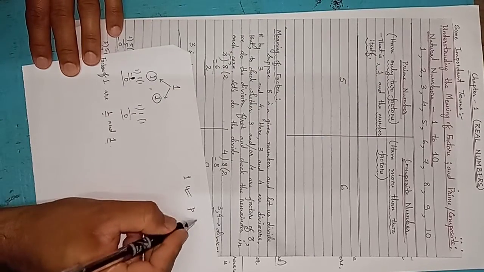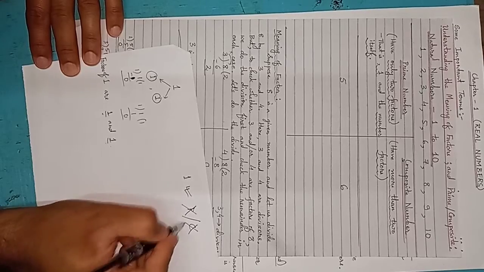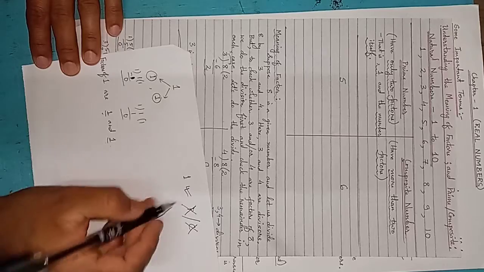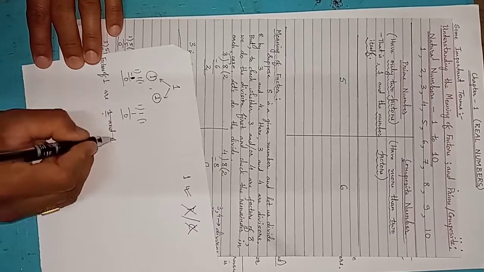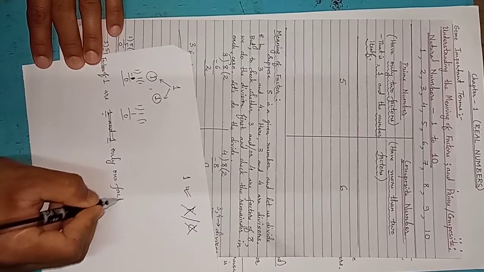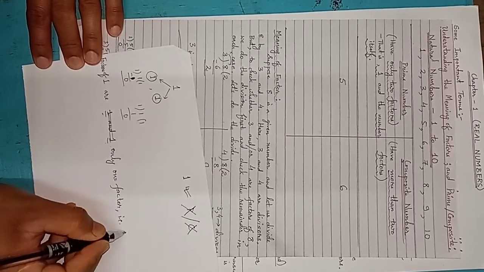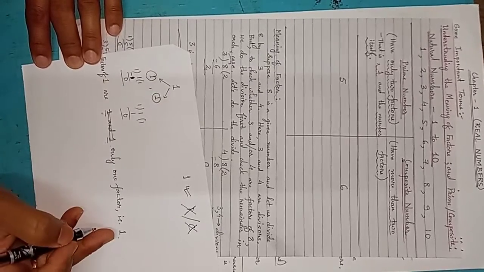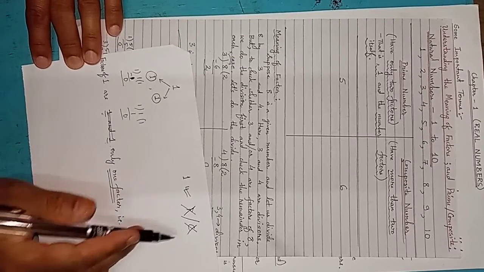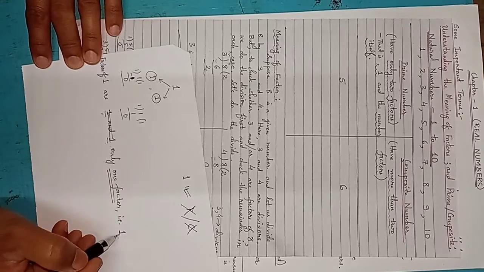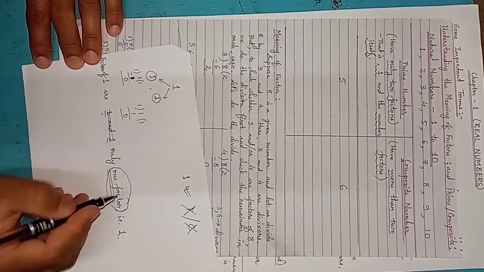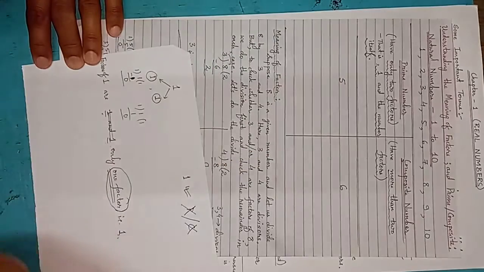That's why the first natural number 1 is neither prime nor composite, because a prime number should have exactly two factors and a composite number should have more than two factors. But here 1 has only one factor, that is 1 itself. So it's not matching. Since 1 has only one factor, it doesn't fit the definition of prime, and it doesn't fit the definition of composite, because for prime we need exactly two factors, and for composite we need more than two.